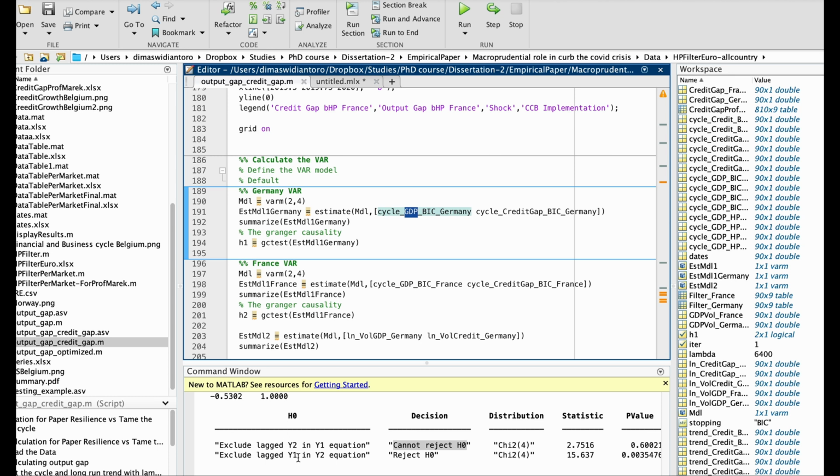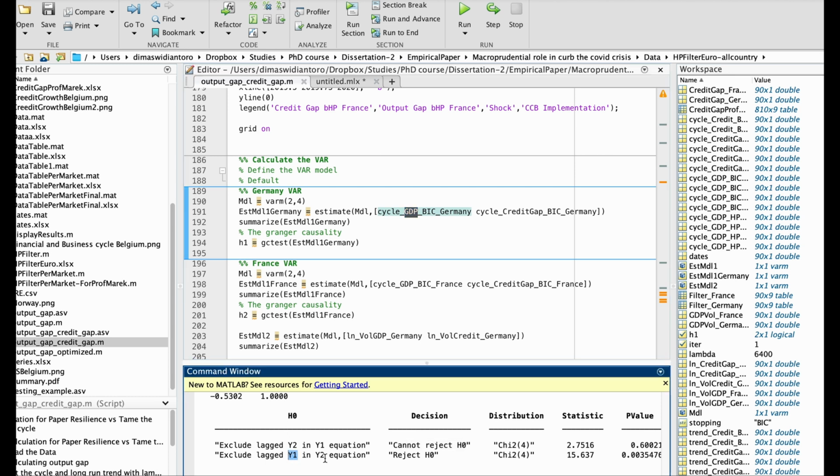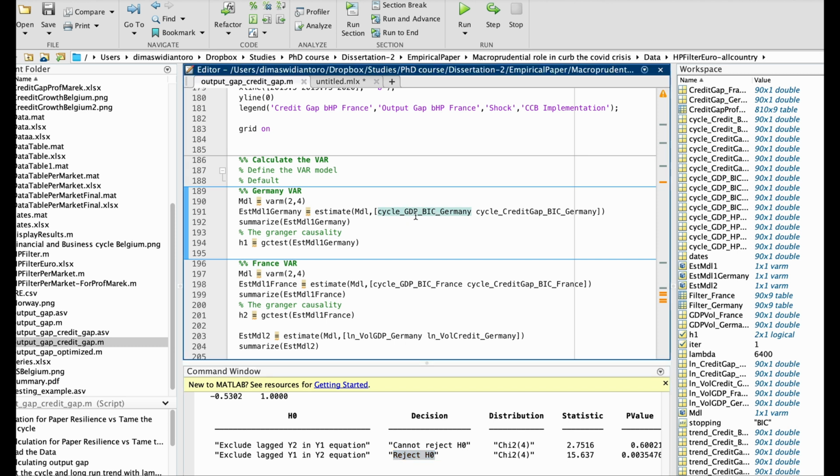And here we exclude Y1 in the Y2 equation, and it rejects H0. What does it mean? It means that if we try to predict the credit gap using output, or using GDP, then it will not work. So the output will not be able to predict the credit. So that's how to reach the Granger causality.